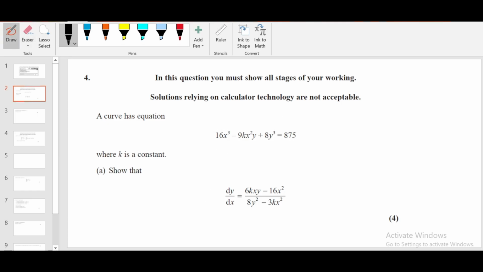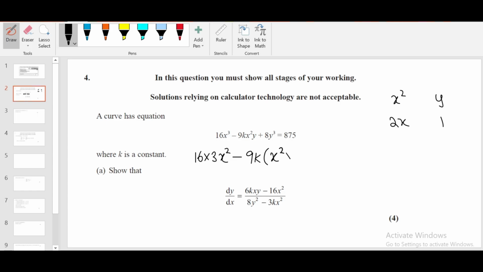So how do we differentiate it? Just differentiate everything. 16x cubed becomes 16 times 3x squared, minus 9k x squared y. I'm going to keep 9k as it is. You have x squared y. The derivative of x squared is 2x, the derivative of y is 1. So apply the product rule here.